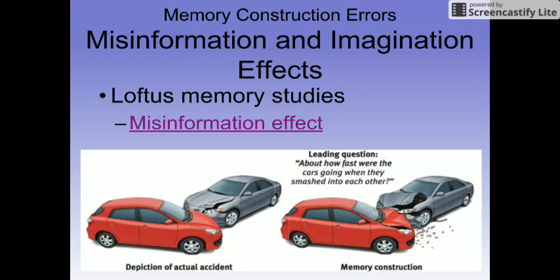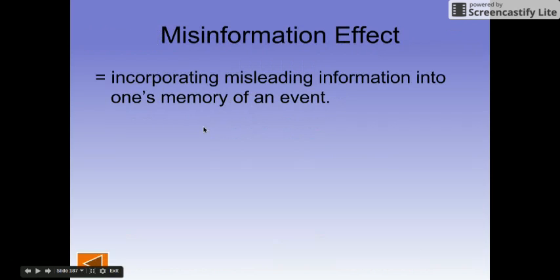So when the person is asked that question, it's considered a leading question because of the word smashed. They are more likely to say that the cars were going faster, 60, 70 miles an hour, as opposed to the depiction of the real car accident on the left here. The cars were probably only going 25 or 35 miles an hour. This is an example of what we call the misinformation effect, incorporating misleading information into one's memory of an event.